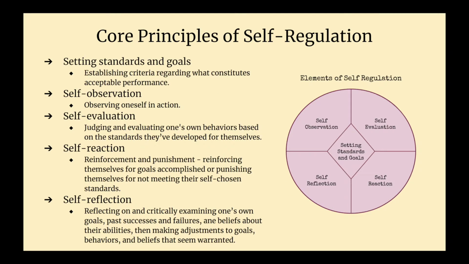From the perspective of social cognitive theorists, effective self-regulation entails several processes. At the center of self-regulation lies the ability to set standards and goals for oneself. Mature human beings tend to set standards for their own behavior. In other words, they establish criteria regarding what constitutes acceptable performance. They also identify certain goals that they value and toward which they direct many of their behaviors. Once these standards and goals have been established, self-observation, self-evaluation, self-reaction, and self-reflection are essential to continuing and maintaining self-regulation.